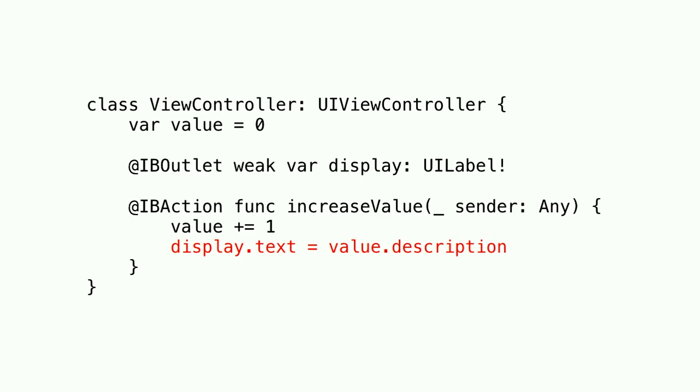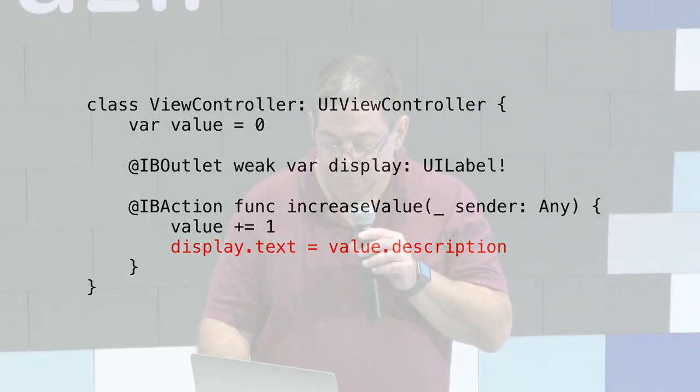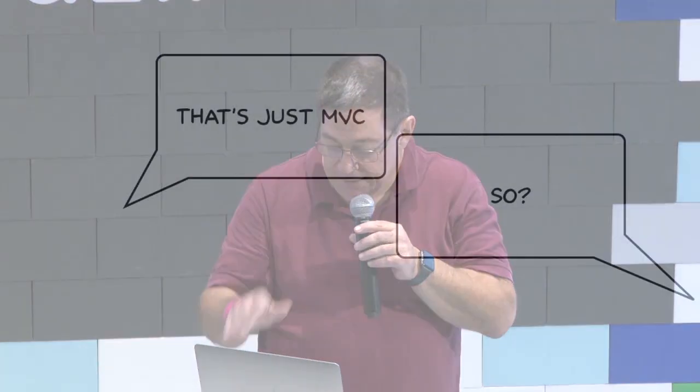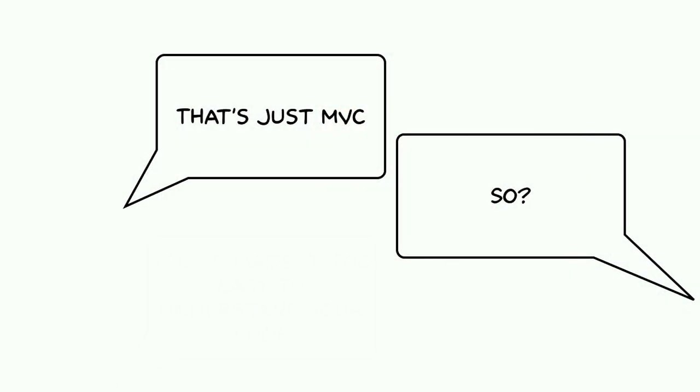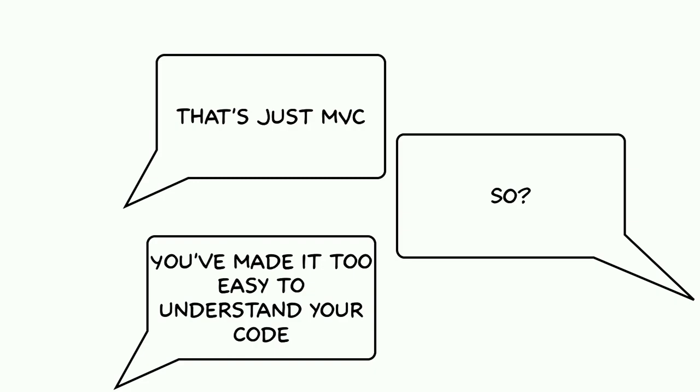And, man, I hate code like that. You say, well, it's just MVC. We've been doing that since Smalltalk. You see, the problem with code like this is, of course, it just makes it too easy for people to understand what we're doing, and then we don't keep our jobs.